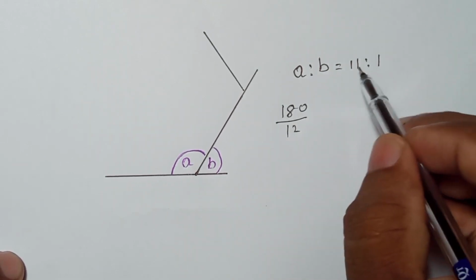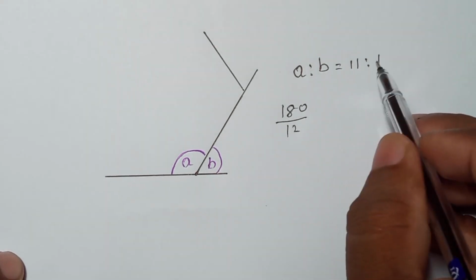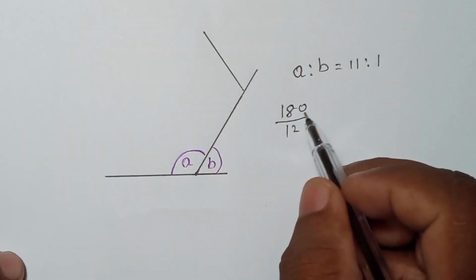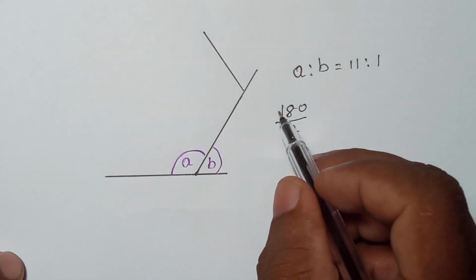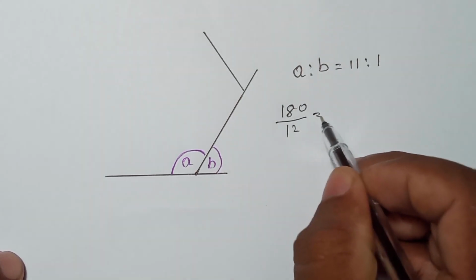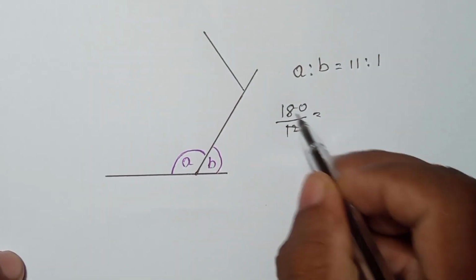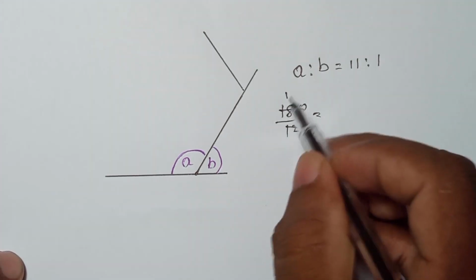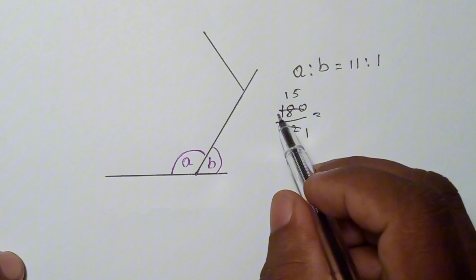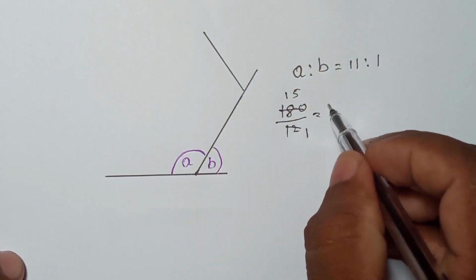And get 1 is how much? I mean, one part of this. Now here 1, here 11, total is 12. So 1 is how much? You can get it like this. The 180, this total 180, so divide by 12. What's the answer? When you divide 180 by 12, it's 15.